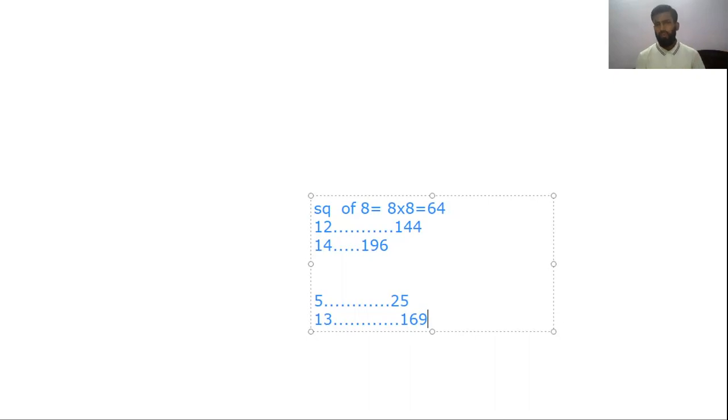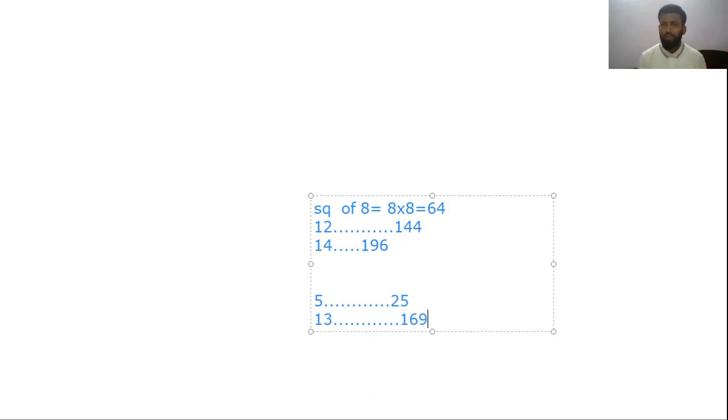All those numbers ending with 2, 3, 7 and 8 are not perfect squares. कि वो सारे नंबर जो 2, 3, 7, 8 से एंड होते हैं वो परफेक्ट स्क्वायर नहीं है. And similarly, all those numbers ending with odd number of zeros are not perfect squares, right? All those numbers ending with 2, 3, 7 and 8 are not perfect squares, and all those numbers ending with odd number of zeros are again not perfect squares.